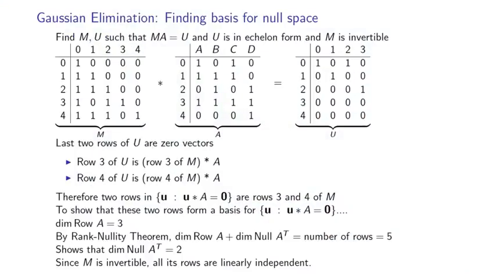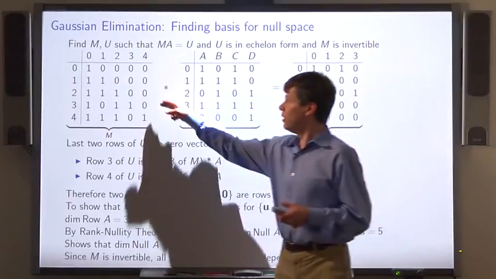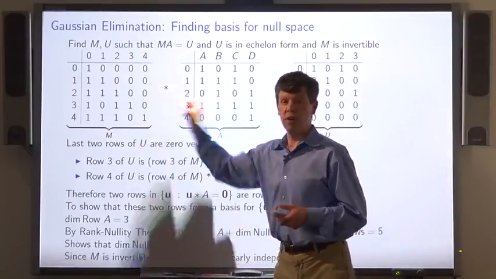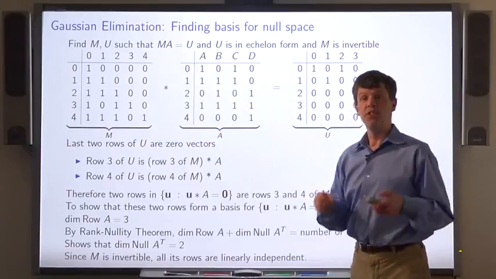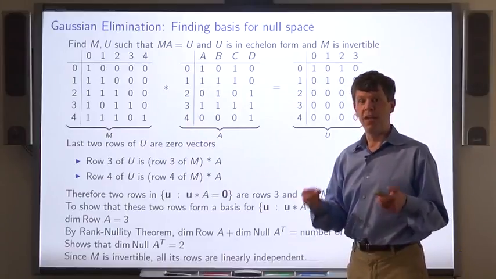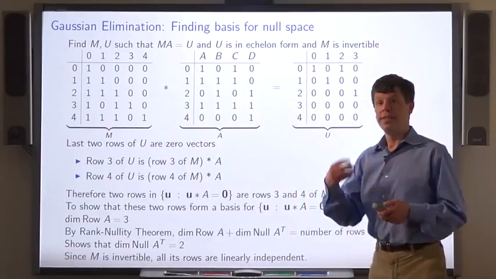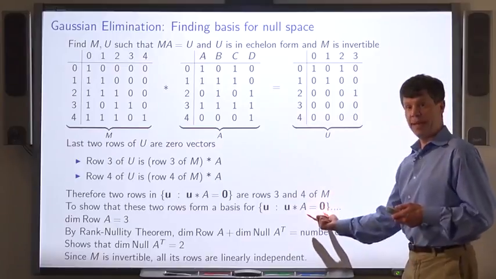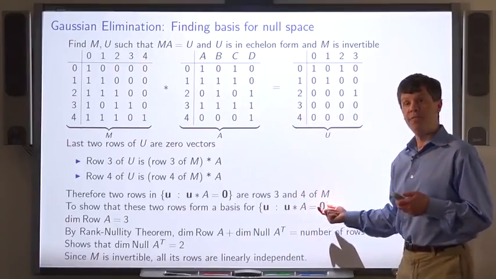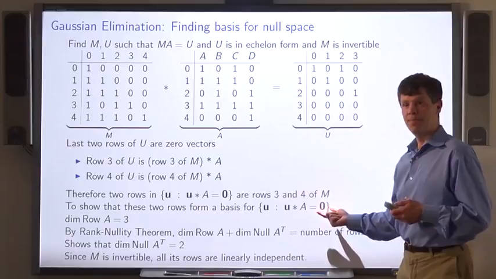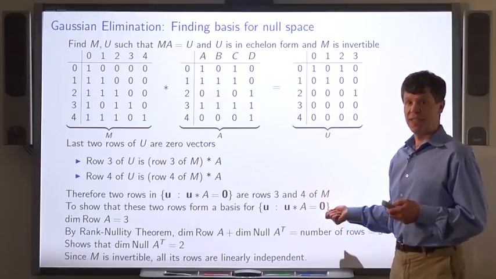Now, since M is invertible, all its rows are linearly independent. Therefore, in particular, rows 3 and 4 of M are linearly independent. So they span a space of dimension 2. Since these vectors are in this space and have the same dimension as this space, they are a basis for that space.